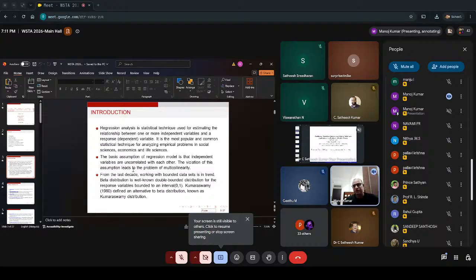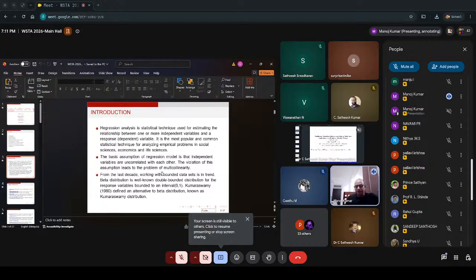Further, we take an assumption of a linear regression model that the independent variables are uncorrelated. Under this situation, when this assumption is violated, the problem of multicollinearity arises. Long back, people used to work on bounded data sets in the case of a beta distribution, also called a double bounded distribution for the response variable, using the interval 0 to 1.